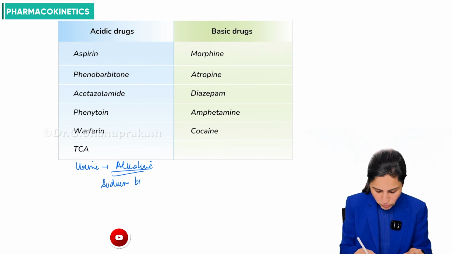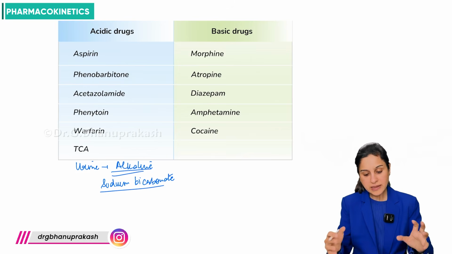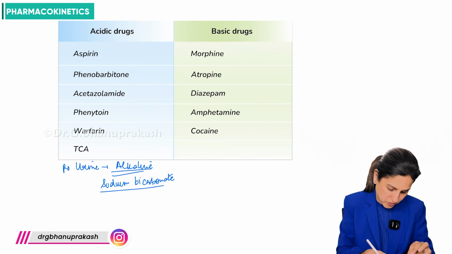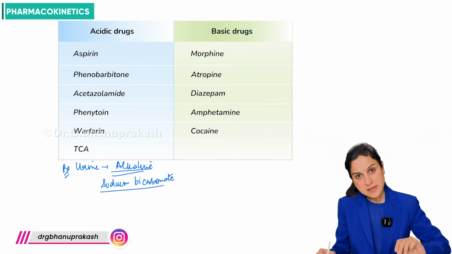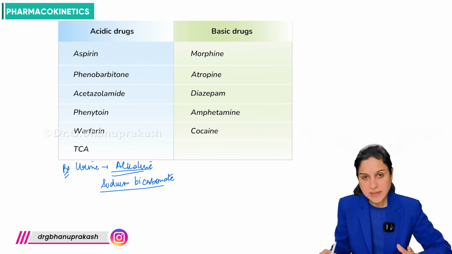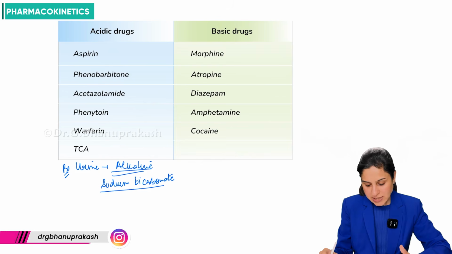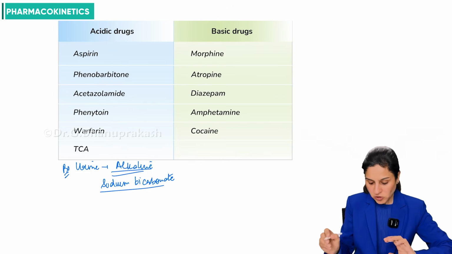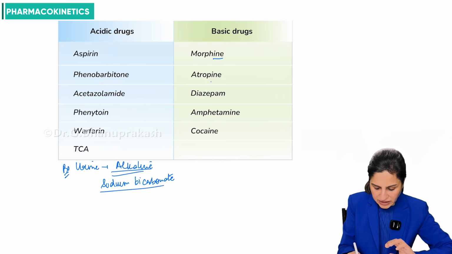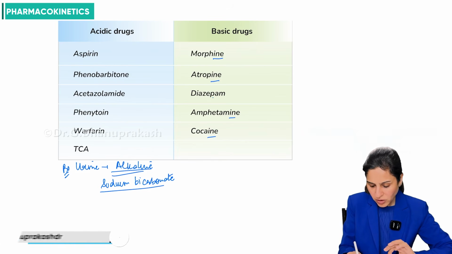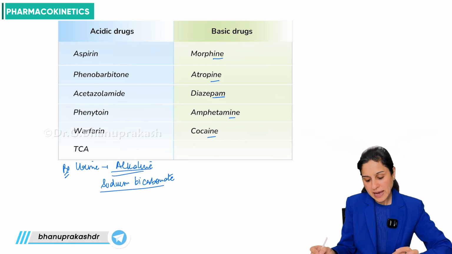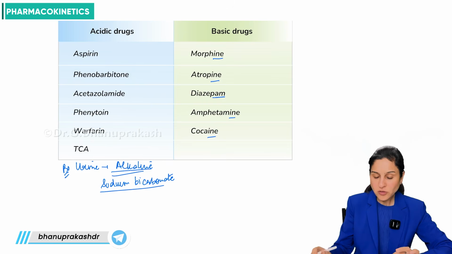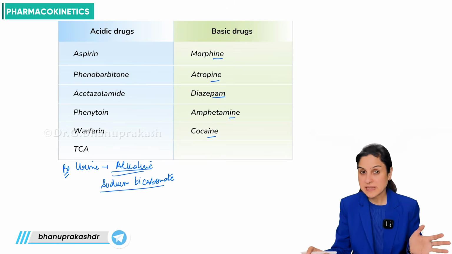So we can give sodium bicarbonate. This is injected and the urine has become alkaline. So these drugs can be easily excreted, so this is a treatment. So this is asked as a question. So what about basic drugs like morphine, atropine, diazepam, amphetamine, cocaine? So first remember, all of them will have, this is the only exception, en or am at the end. So therefore this means that they are the basic drugs.